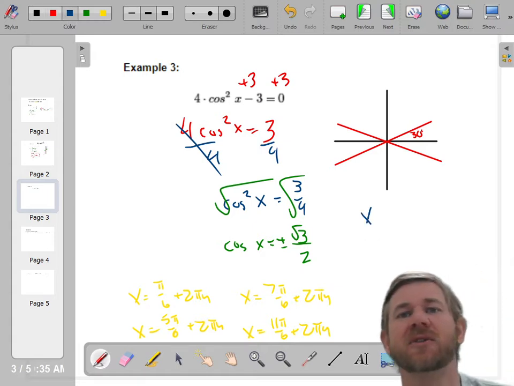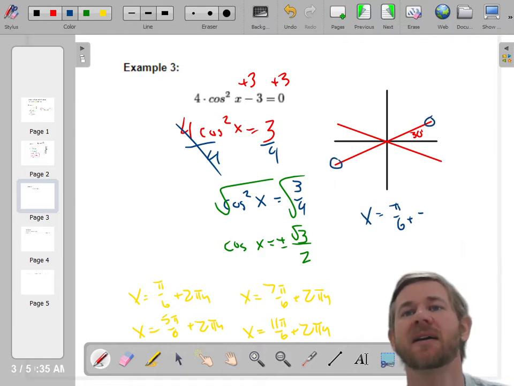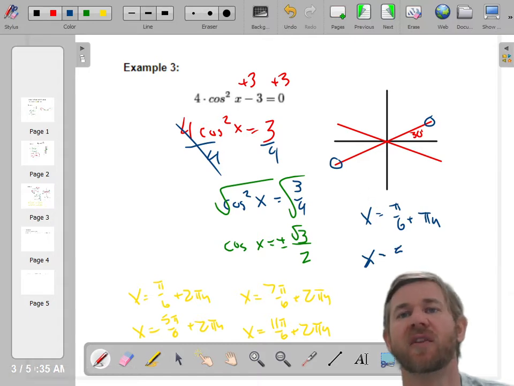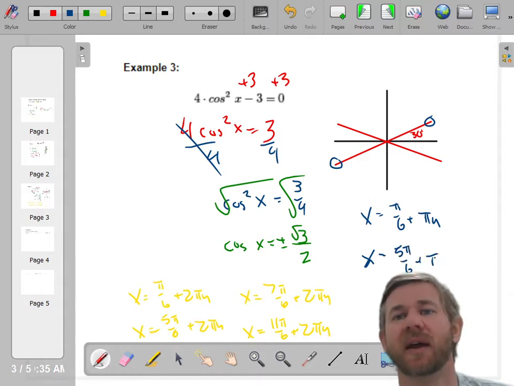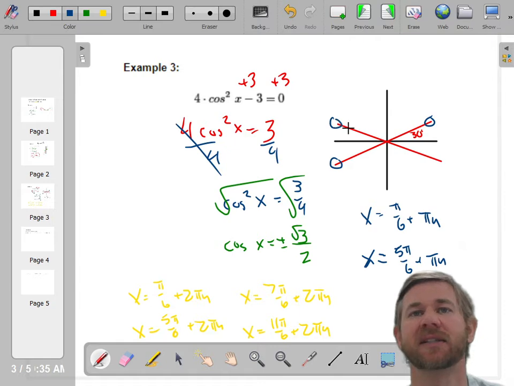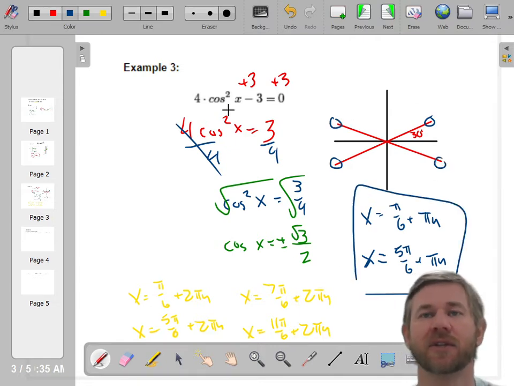If you want to condense those, let's not get too fancy. Let's condense them maybe into 2 statements. If you start at pi over 6, that gets you here. You could add pi, so plus pi n. That takes care of those 2. Or you could start at 5 pi over 6 and also add pi n. If you start at 5 pi over 6, that's here. And then pi will get you here, and then you can keep going. So that's a condensed version.